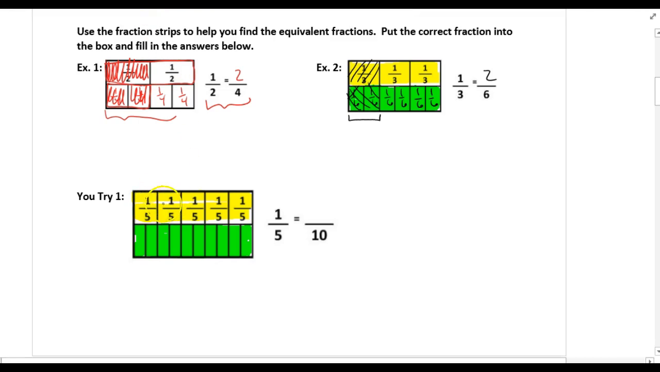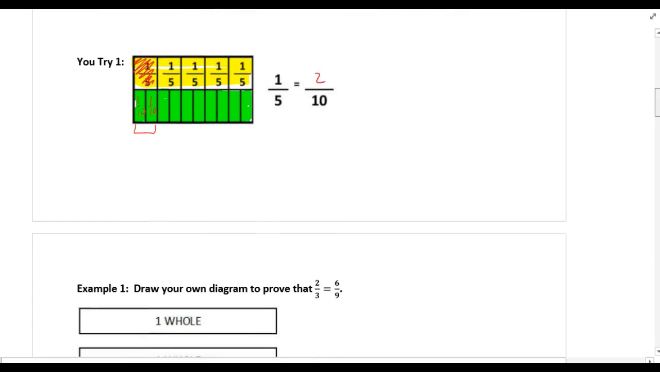Well, if I look here, here's a fifth. And how many of these do I have to put together to equal a fifth? I have to put 2 together. So I have 1/10, 1/10. So it would take 2/10 to make a fifth. Okay?